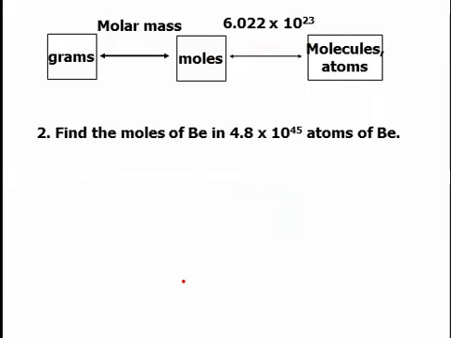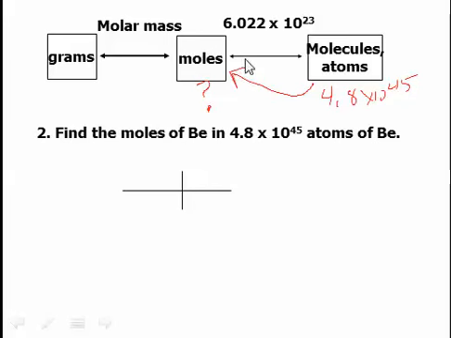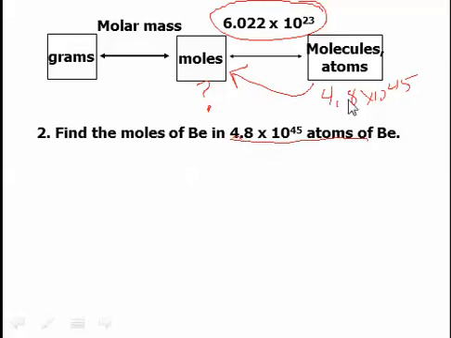All right, second problem here. Find the moles of beryllium in 4.8 times 10 to the 45 atoms of beryllium. So once again, first thing you do is you make your T-chart. Now, here, we're starting with 4.8 times 10 to the 45 atoms of beryllium, and we want to find moles. So this time, we're going from this box to this box. And once again, to do that, we need to use Avogadro's number, because we know 1 mole is 6.02 times 10 to the 23rd.